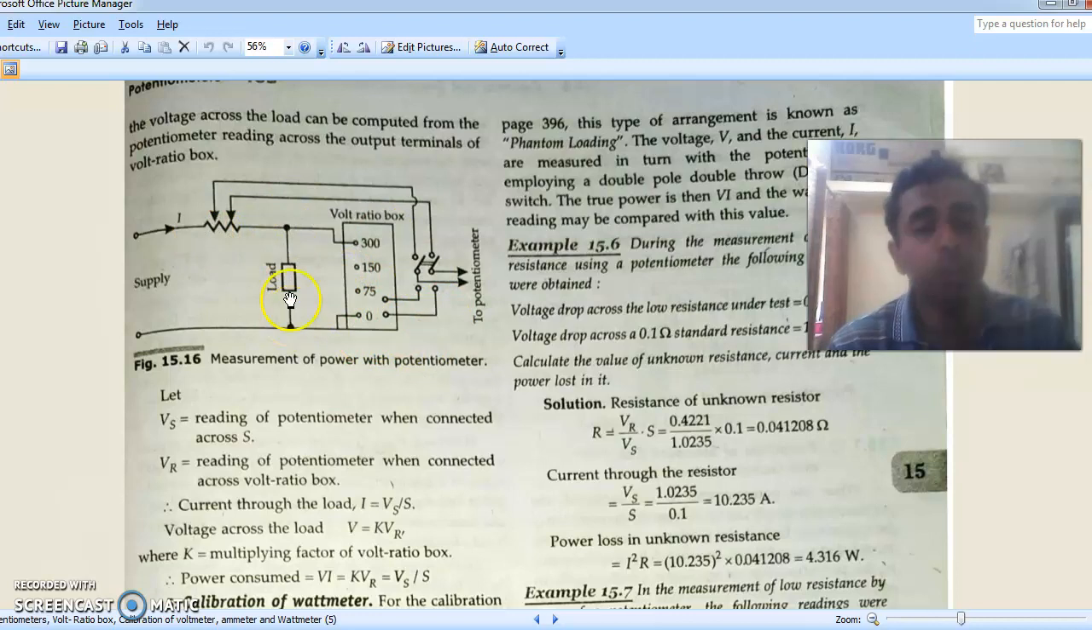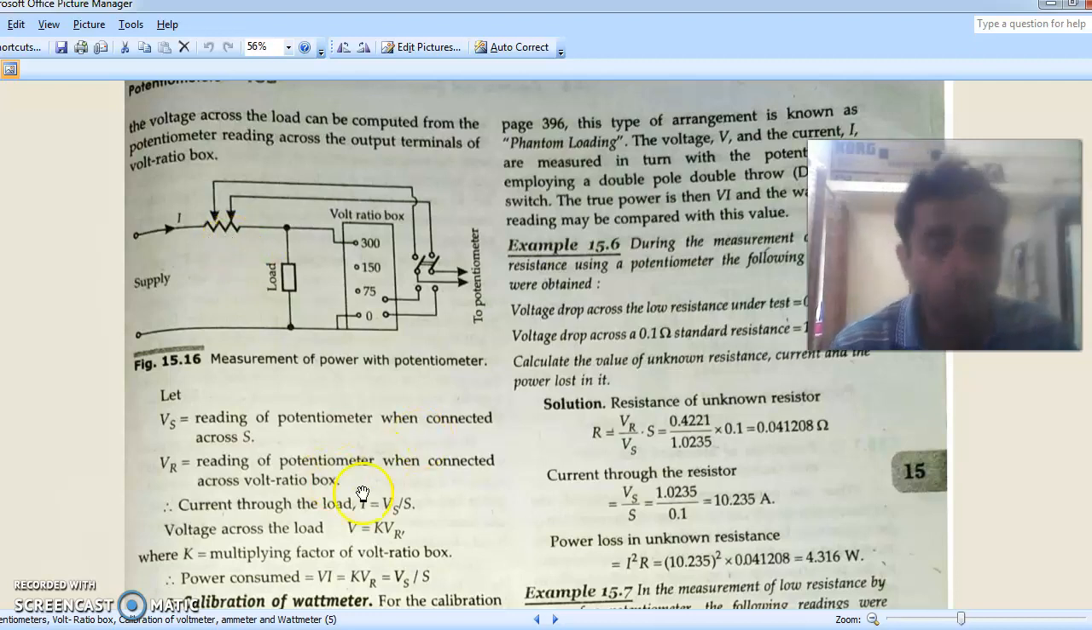And the actual voltage across the load can be calculated by balancing the potentiometer. After balancing the potentiometer, the voltage is multiplied by some multiplying factor so that we get the actual voltage. So knowing the voltage and current, we can get the measurement. We can get the value of power.